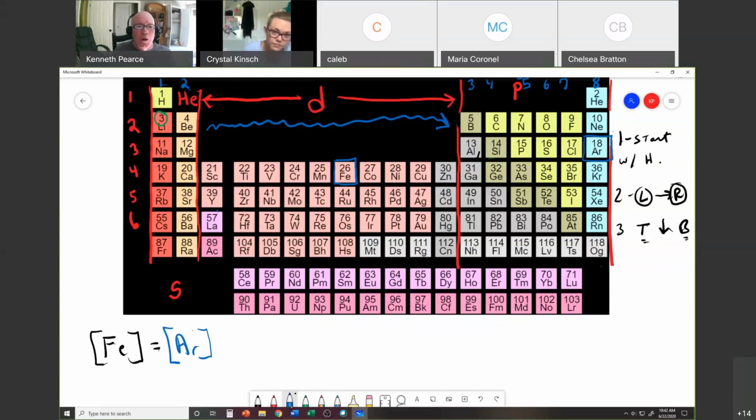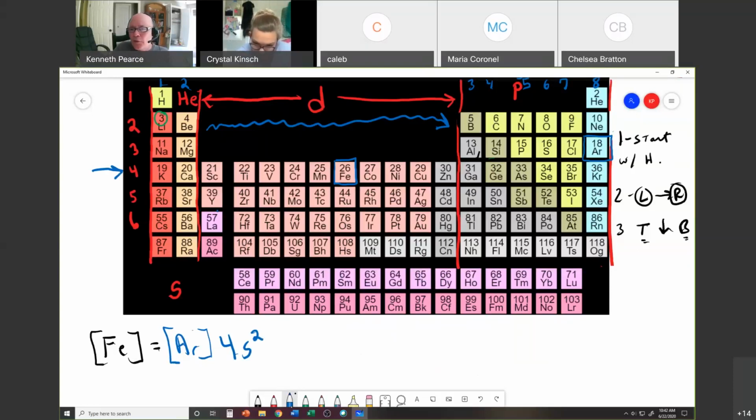Now remember, we have to pick up where we left off. Where are we leaving off? Right here with the 4. See it on the periodic table? See the 4? And so we're going to say 4s. And how many do we have here? We have 2. Potassium is 4s1, calcium's 4s2. Remember, we're going left to right.